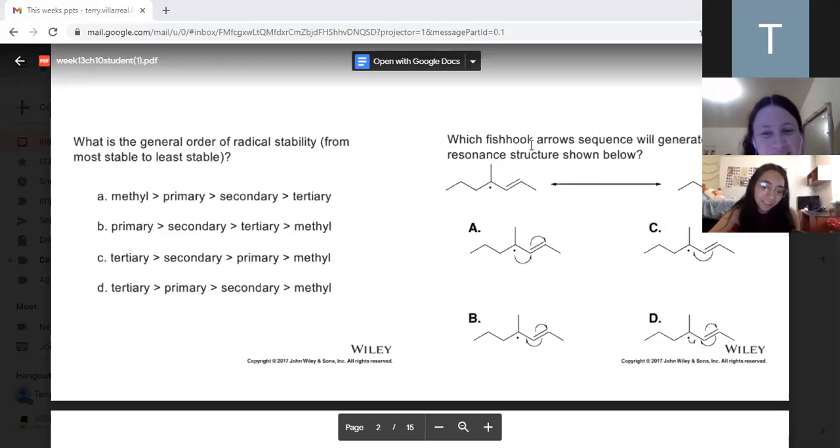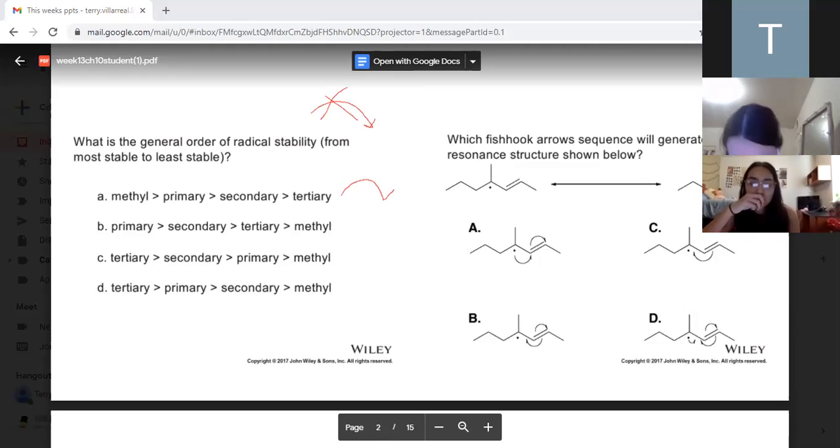So which fishhook arrow sequence will generate the resonance structure shown below? So this is something I think you came in right at the tail end of, Melissa: when we draw our arrows like this, we have two, like our normal resonance pushing. But when we do radicals, you only have one. It's called the fishhook arrow because it's only got one side, because it represents just one electron, as opposed to two when we do our normal arrow pushing. So which of these arrows is going to give me this correct thing?